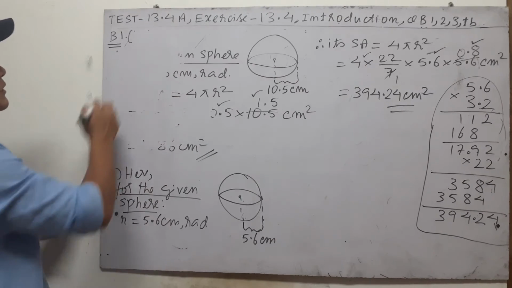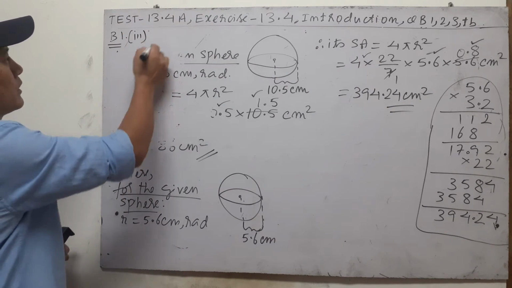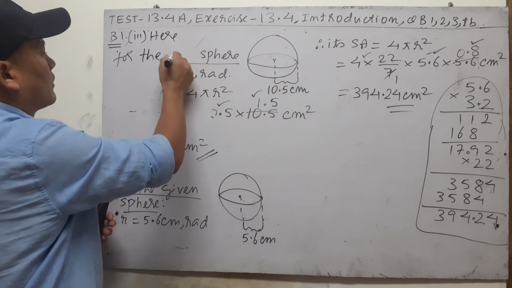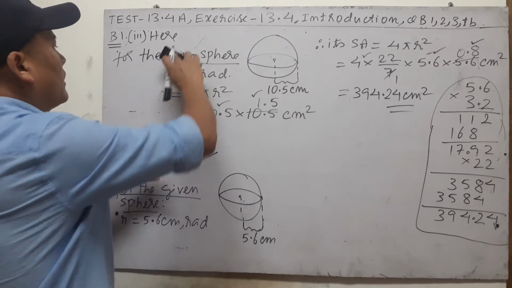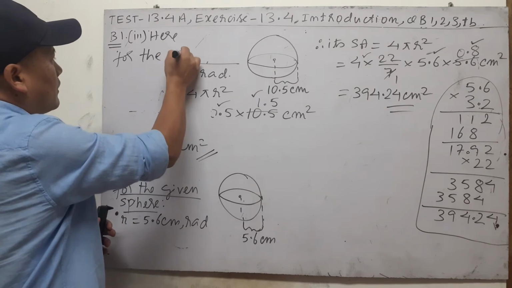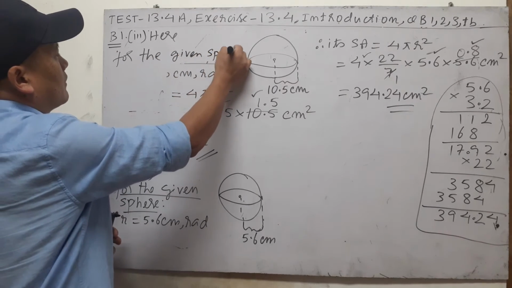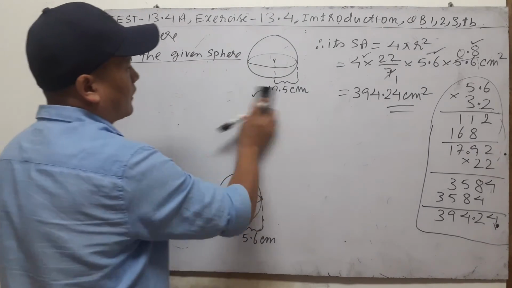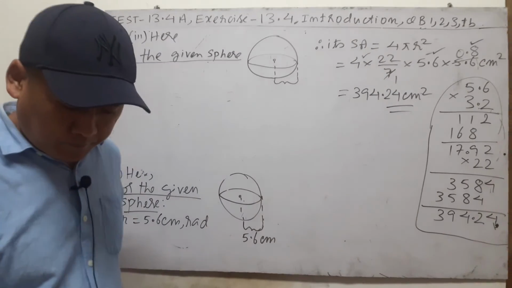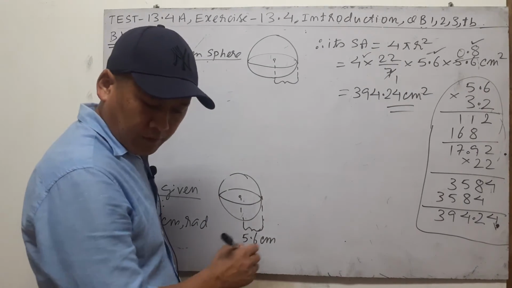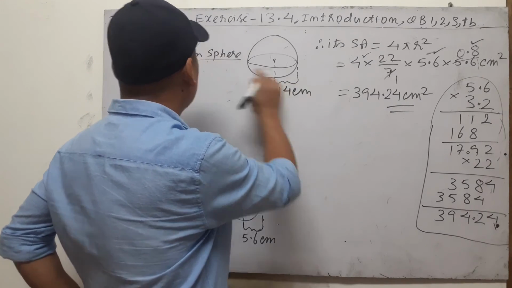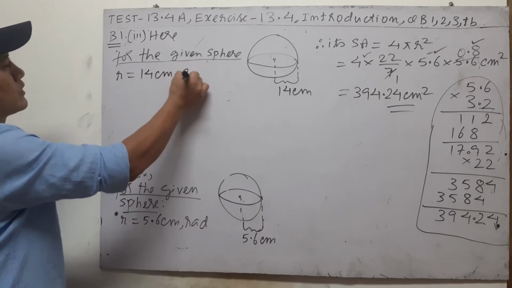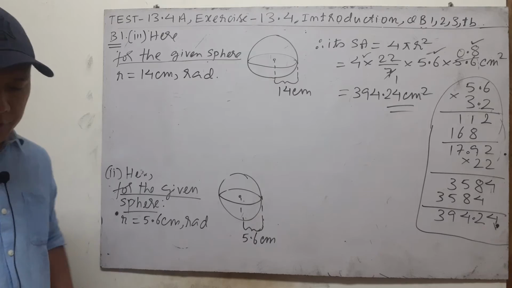So the third one is, okay, here for the given sphere, the radius is given as, you can draw the diagram, 14 centimeters. So I write there 14. So draw these and write these things. So here r is given as 14 centimeter, its radius.